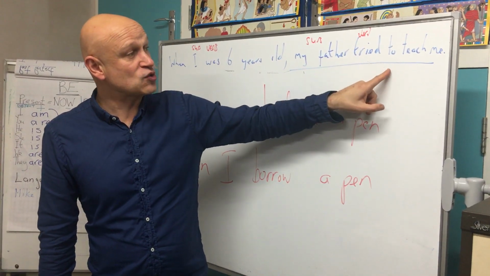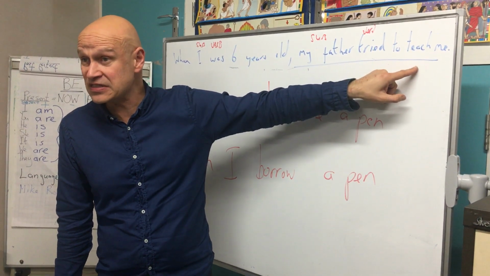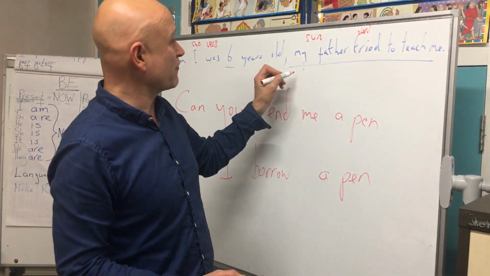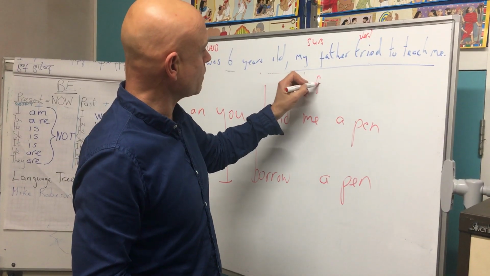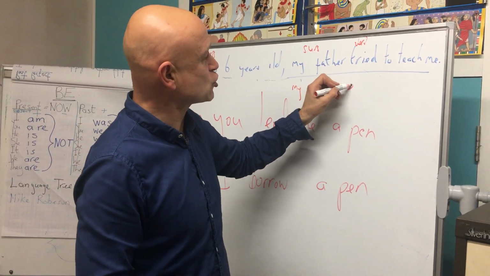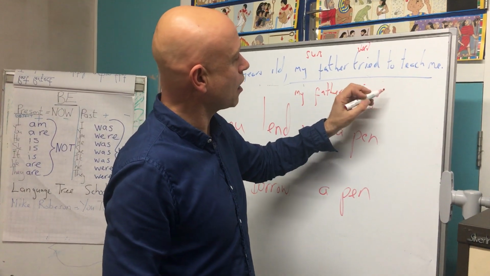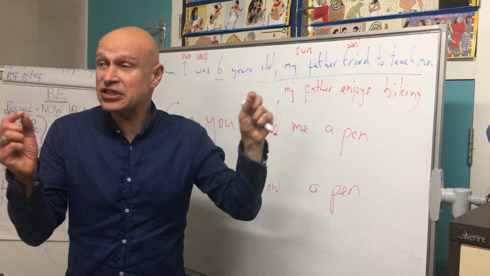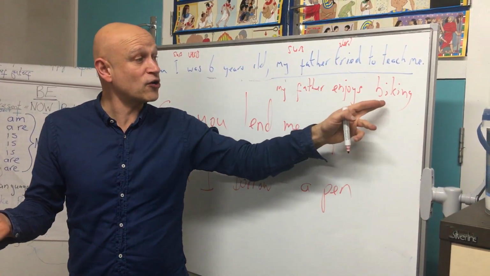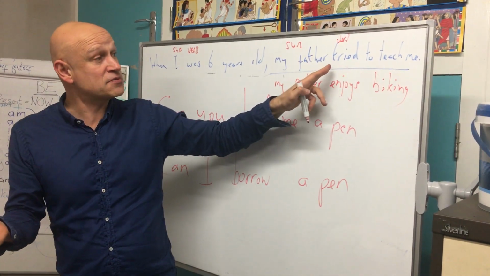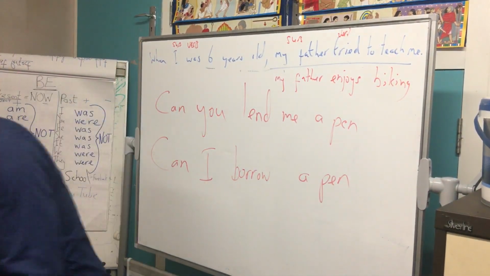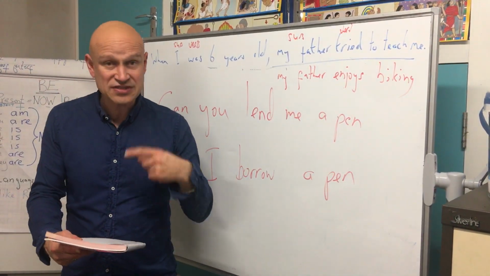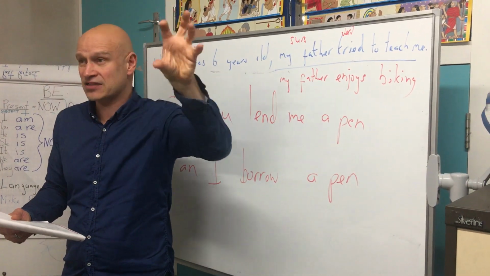Sometimes we have to use the word to and then an infinitive. Sometimes we need an ing, like my father enjoys biking. So some verbs we need to learn are followed by an ing verb. Some verbs are followed by a to infinitive. And so these problems will come up on our lessons, and what we need to do is to start learning all the different patterns of verbs.